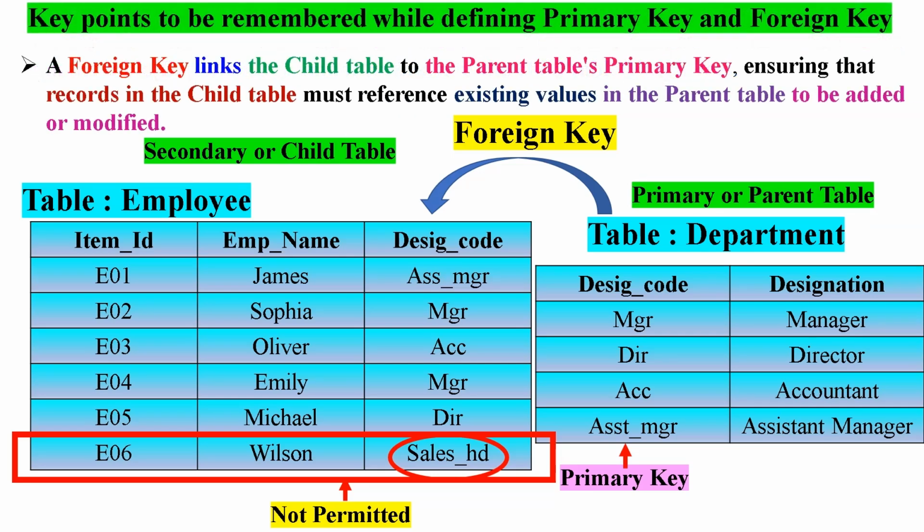Key points to be remembered while defining primary key and foreign key. A foreign key links the child table to the parent table's primary key, ensuring that records in the child table must reference existing values in the parent table to be added or modified. Now, look at the tables. As I have explained in the previous screen, you cannot insert a new employee record with dsig_code as sale_hd, sales head, in the employee table, as there is no such dsig_code existing in the base table, that is parent table department.